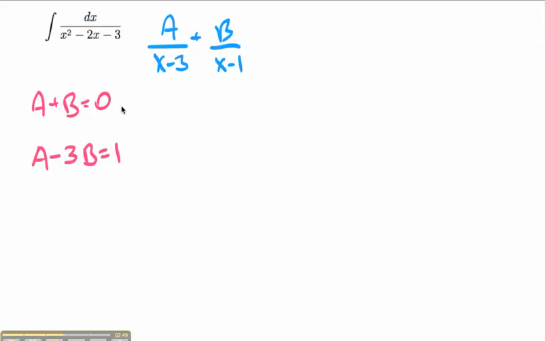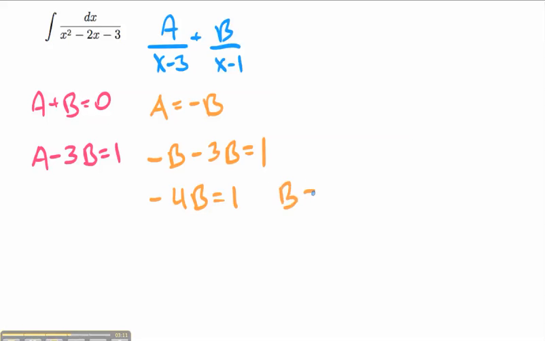Taking the first equation, we can see that A is equal to minus B. What we could do is now substitute into the second equation, and we get minus B minus 3B is equal to 1. All I did was substitute here into there. We're left with minus 4B is equal to 1. That means B is equal to minus 1 over 4. And since A is equal to minus B, A is equal to 1 over 4. Okay, so here we solved for A and B.